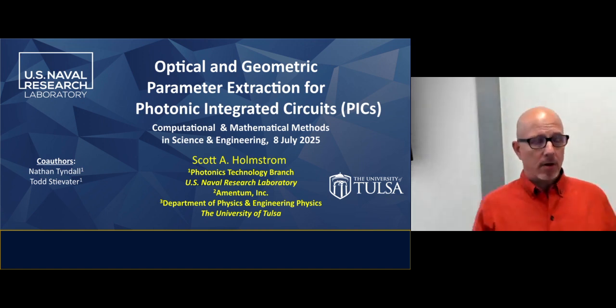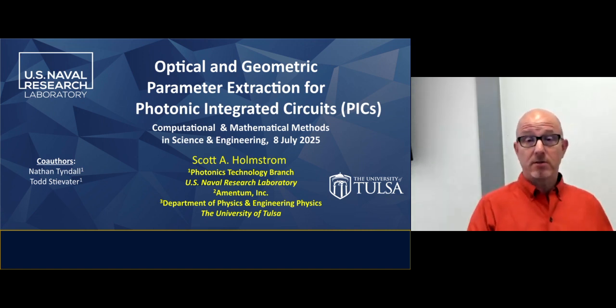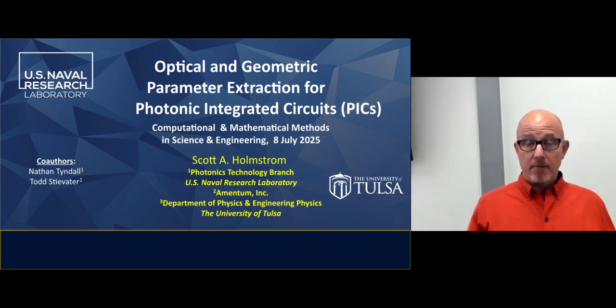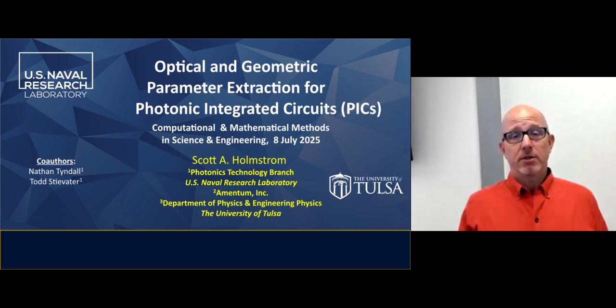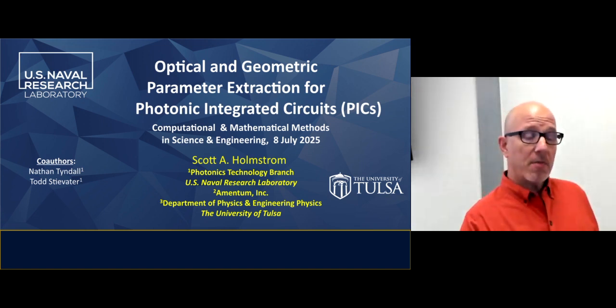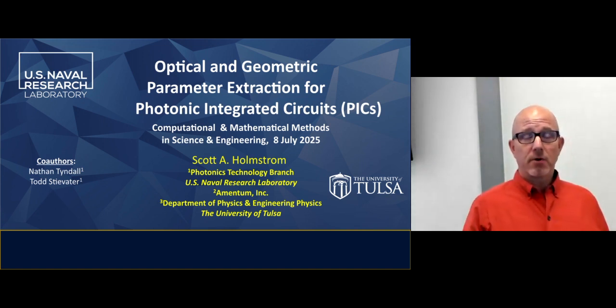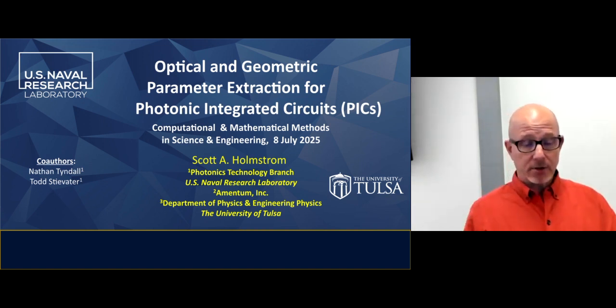When photonic integrated circuits are designed, they are made of specific types of materials, and they have specific dimensions: size, length, width, height, etc. However, as with any manufacturing process, there can be deviations from the design or the ideal, particularly with emerging technologies, which is certainly the case here. So what I'm going to describe today is our method for extracting optical and geometric properties from photonic integrated circuit elements post-fabrication.